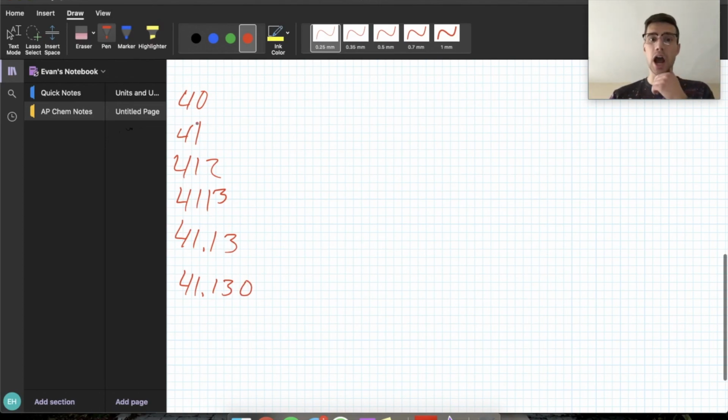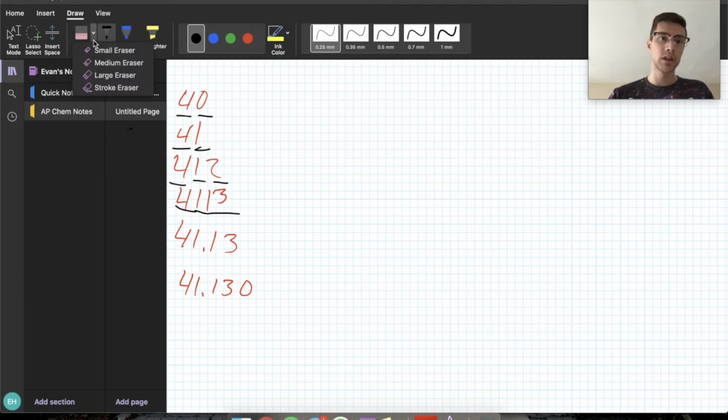So basically, you would determine, is this significant? Is this significant? Is this significant? Okay, so all the 4s, all the 1s, all the 2s, all the 3s, anything that's not a 0 is always significant. So all of these numbers are always going to be significant. Now, however, this number is not significant. We'll come back to why in a minute.